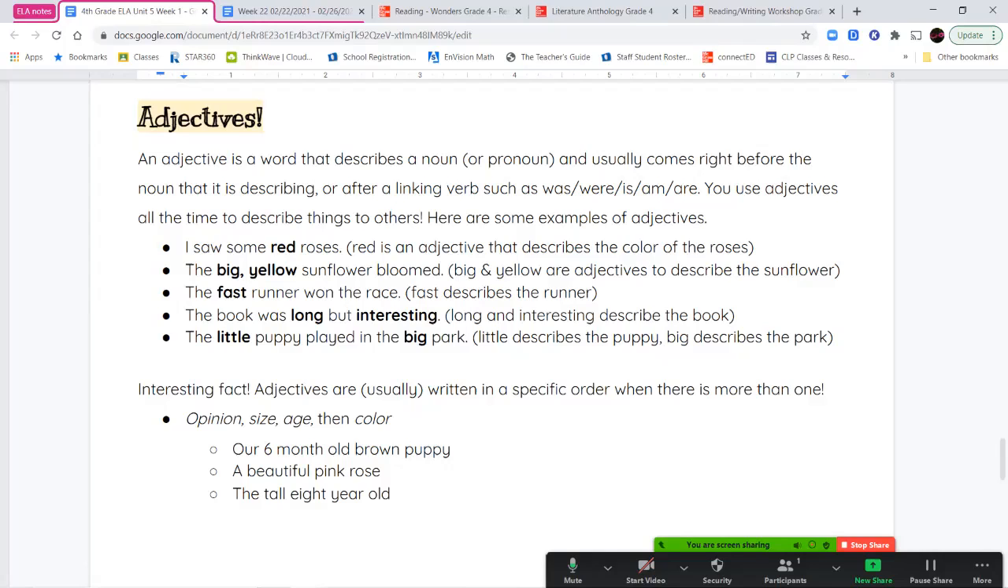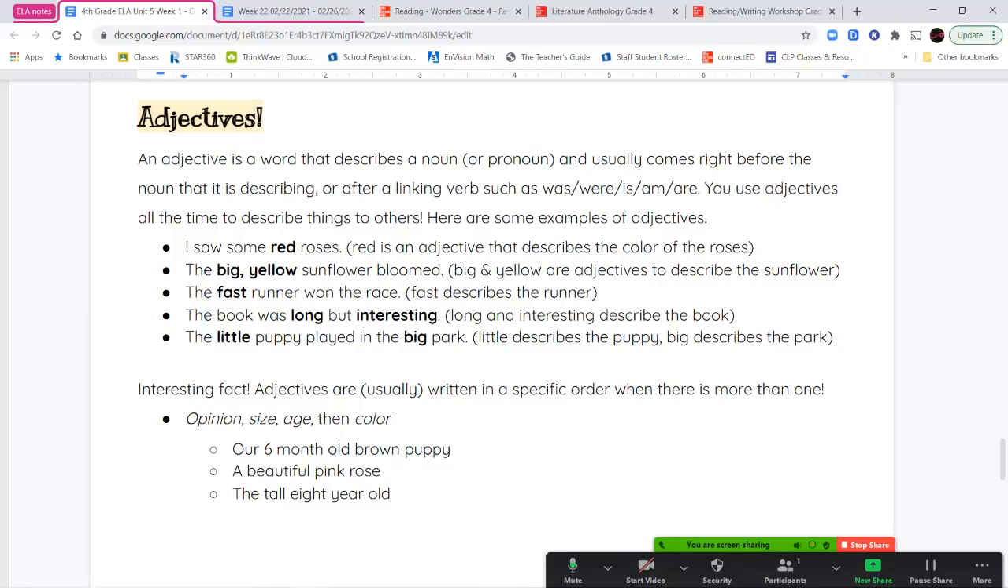So we use adjectives all the time to describe things to others. So when you want to tell someone about the juicy red strawberry that you ate for snack, juicy and red are describing that strawberry. So when you're describing it to someone, you want them to imagine how great it was. You use adjectives to describe. So if I say, I saw some red roses, red is the adjective here because it's describing the color of the roses. So your adjectives usually describe size, age, color. They give an opinion if you think this is the best book in the whole world.